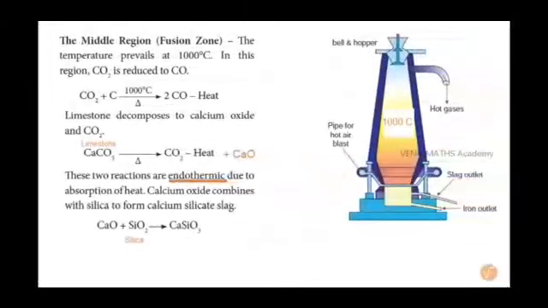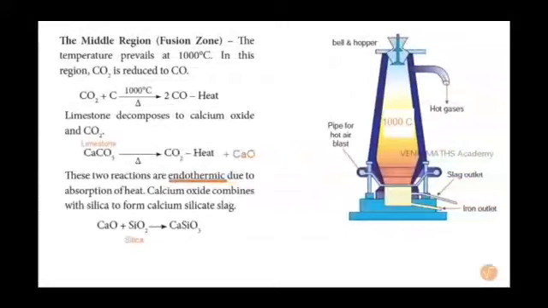Next one is middle region, and the middle region is called as fusion zone. Here, the temperature will be lower than combustion zone, that is 1000 degrees Celsius. The carbon dioxide formed in the lower region will combine with coke and burn at 1000 degrees Celsius to form two molecules of carbon monoxide. During this reaction, heat will be absorbed because it is an endothermic process.